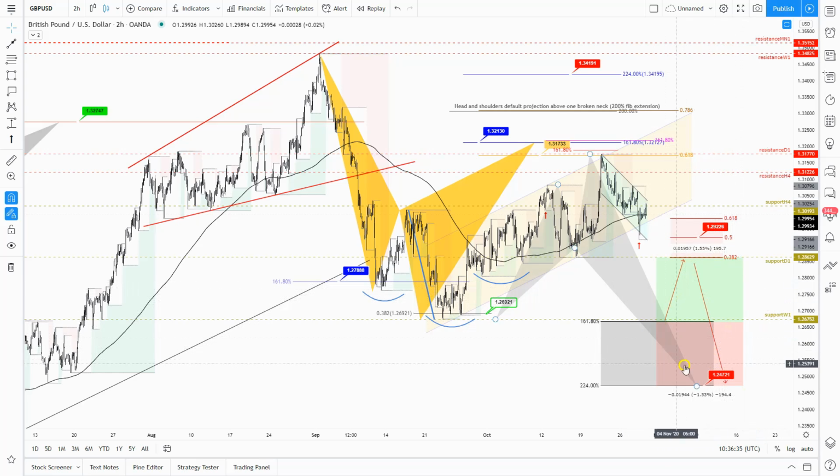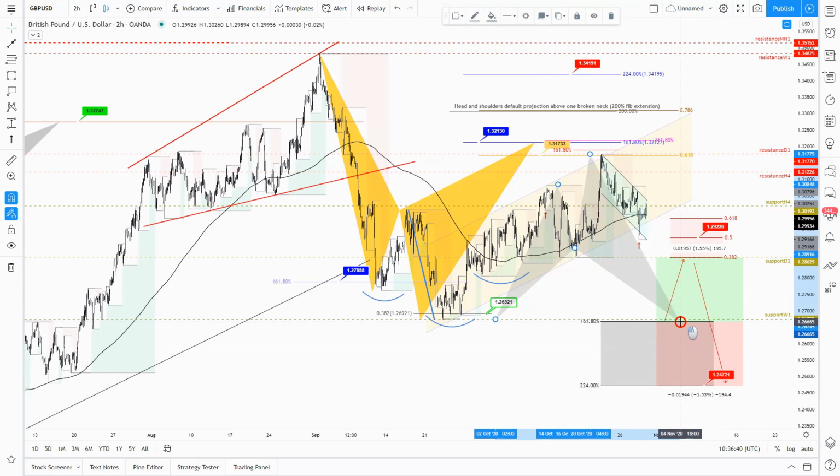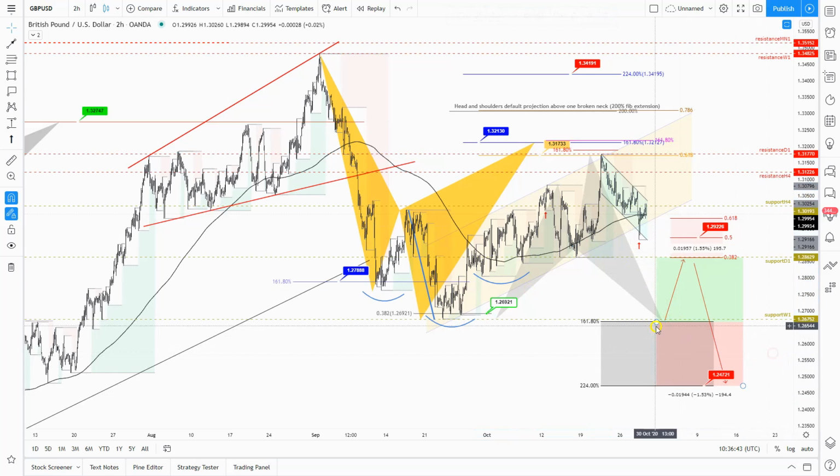But if we use a 1-to-1 risk reward in a bullish shark pattern printed at the 161.8 extension, that will put your stops right above the 224. So basically the 38% Fibonacci retracement is equivalent to the movement between, obviously, it is pure math, but it's the same range.